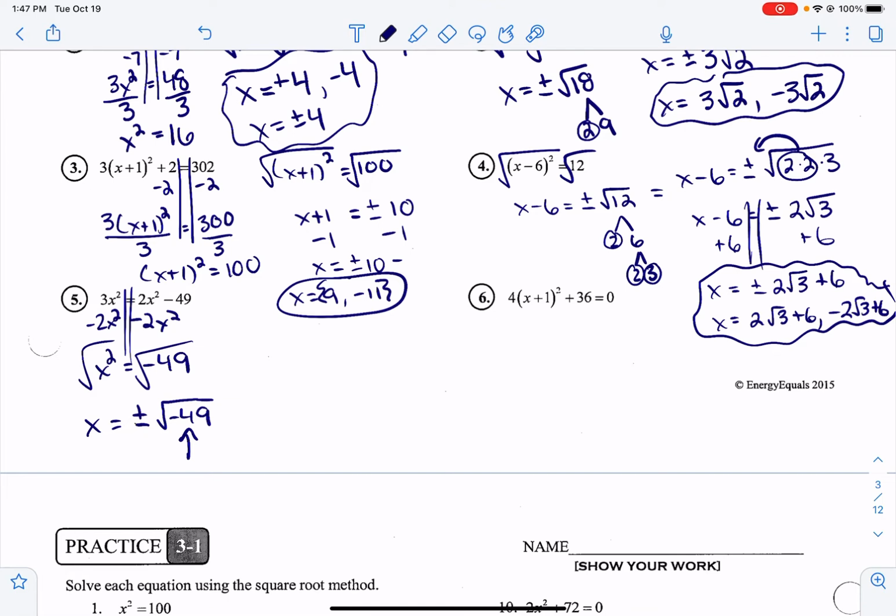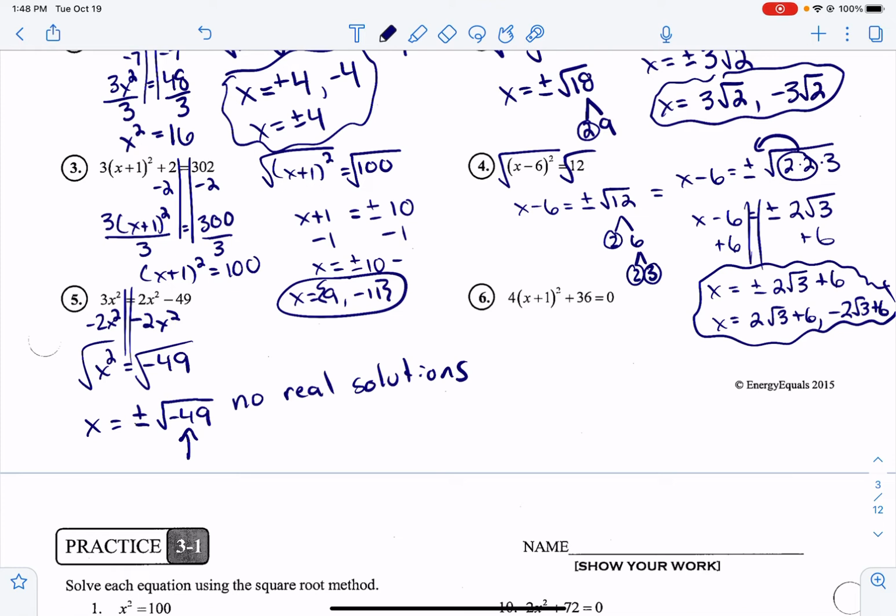What that means in the world of solutions, what I would say, because I have this square root of a negative number, I would say that there are no real solutions. There are solutions, and we'll worry about that in chapter 4. But for right now, when you get a negative under a square root, your answer is that there are no real solutions. Because if I try to put that in my calculator, it's going to say error. There's no number that works.